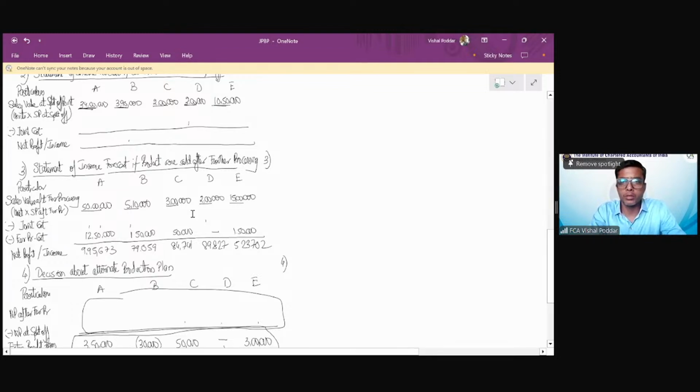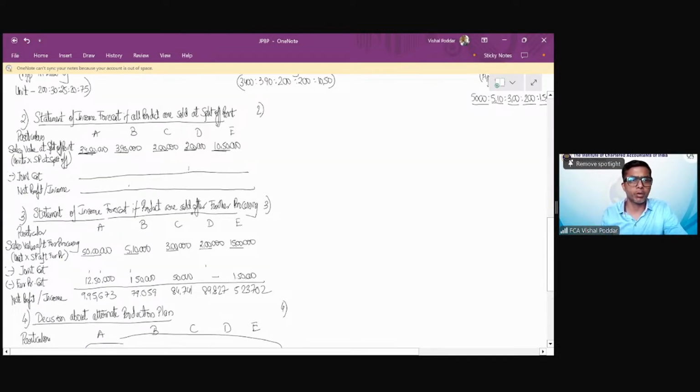Then I think these are the profits at split off: 645,673, 109,059, 34,741, 89,827. Correct, students. Same figures you all are also having.